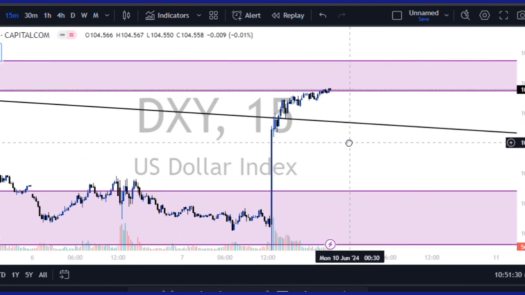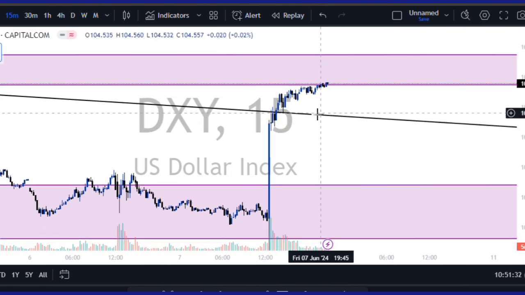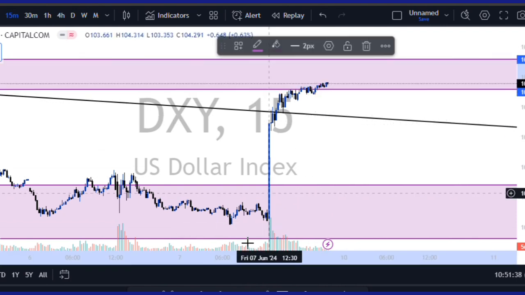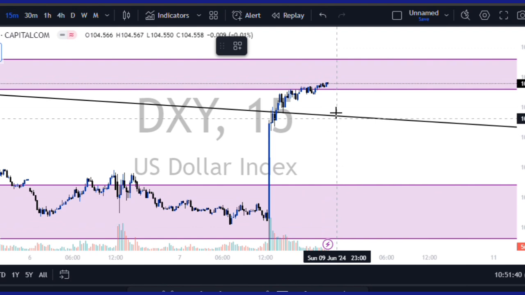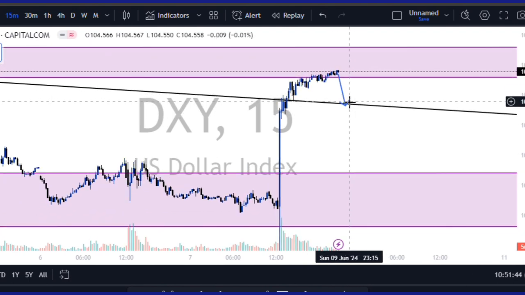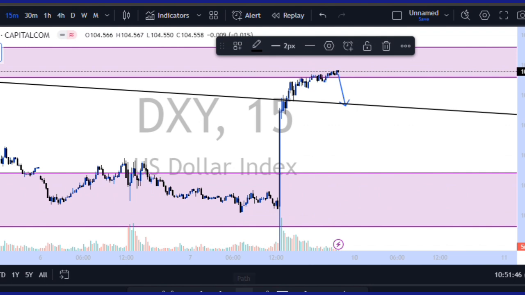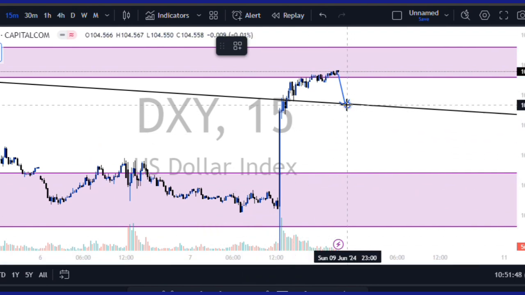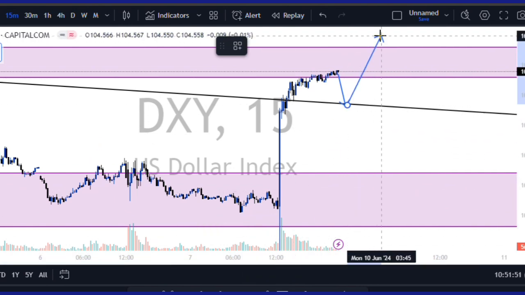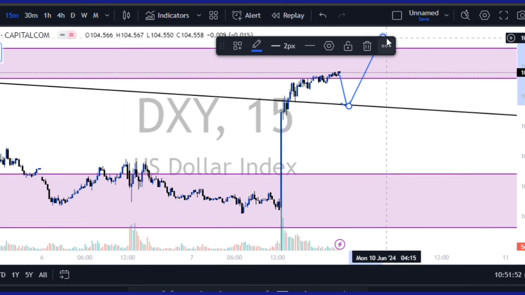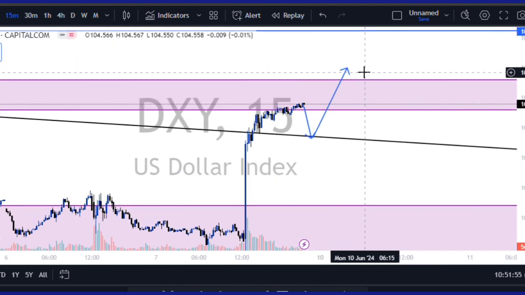For me, these are trend lines. It may come to this trend line, it may come into this trend line, come here, then continue with an upward move.